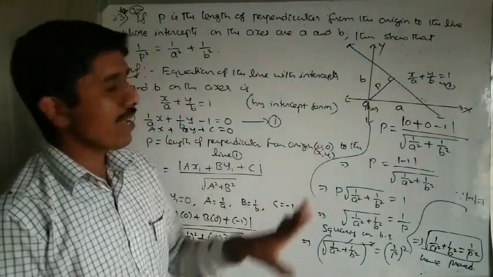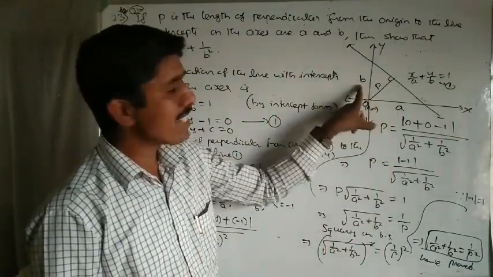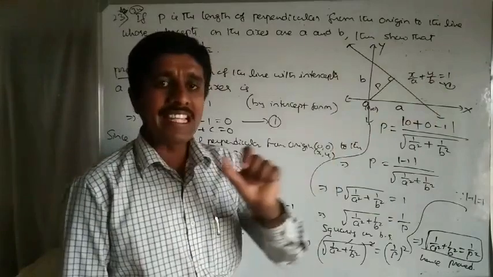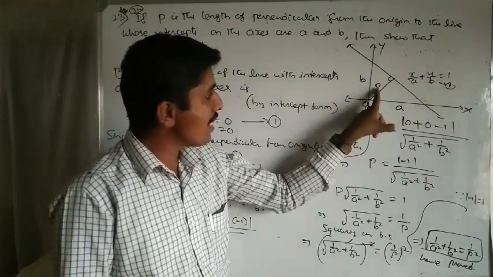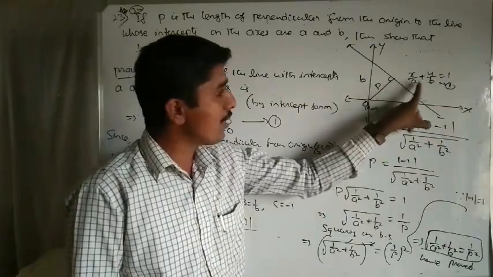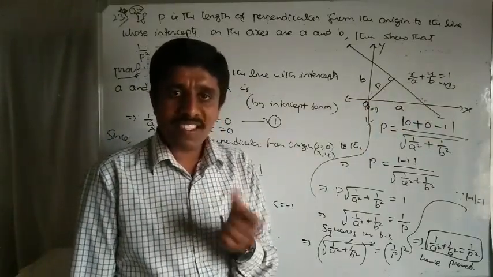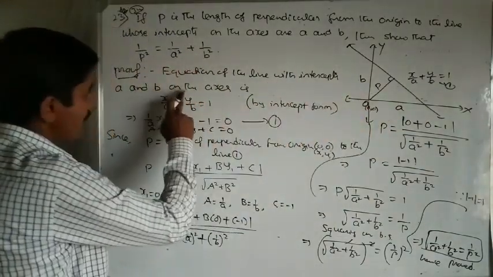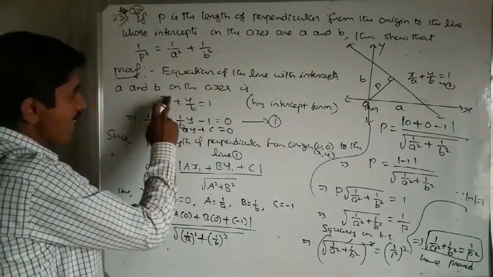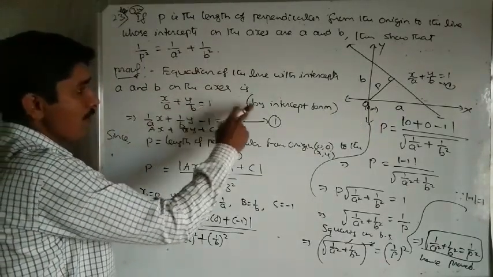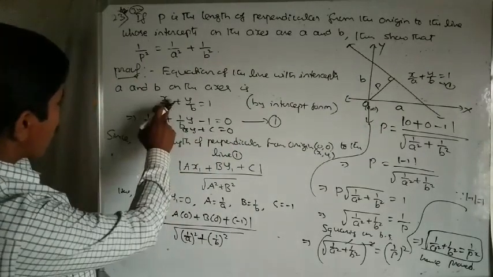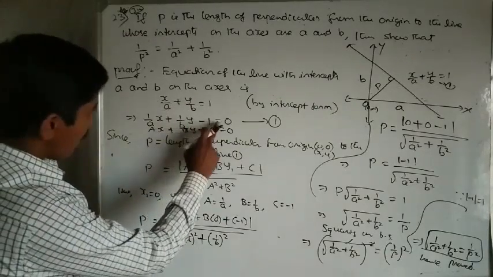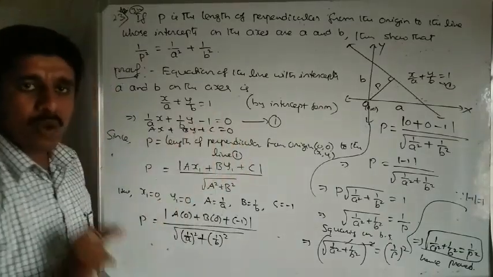Very easy one here. First draw a figure. Let us take x-intercept a here, y-intercept b. The equation of this line is x by a plus y by b is equal to 1, by intercept form. And here it is given that p is the perpendicular distance from the origin to the line x by a plus y by b is equal to 1. Got it here. The equation of the line with intercepts a and b on the x and y axis is given by x by a plus y by b is equal to 1, by intercept form. Here x coefficient 1 by a, y coefficient 1 by b, and taking 1 to the left side, minus 1 is equal to 0. Call it equation 1.